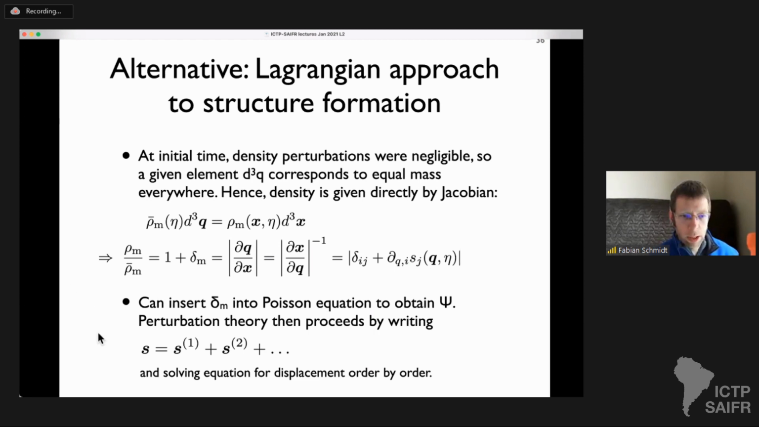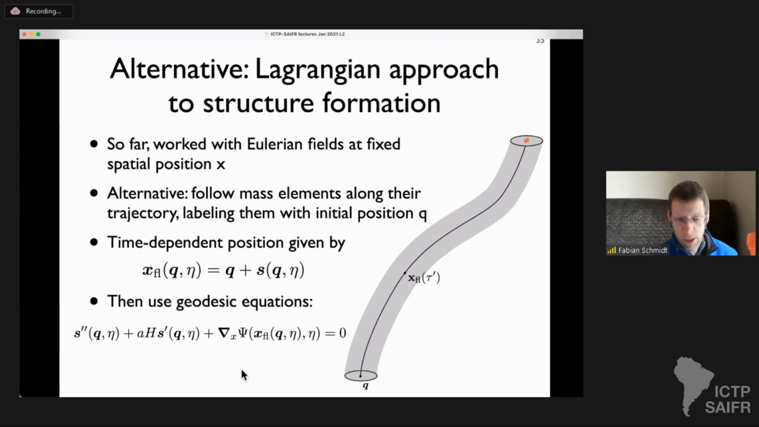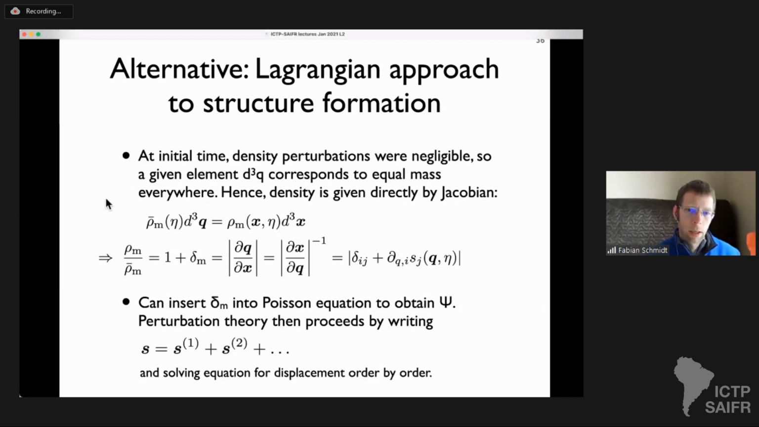Okay, so how do we go forward? We obviously need to determine this potential still, right? For that, we use the Poisson equation, and the Poisson equation relates potential and density. So we need to compute the density, right?